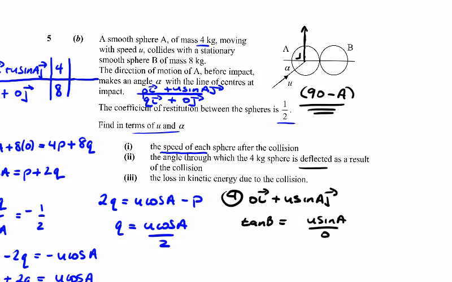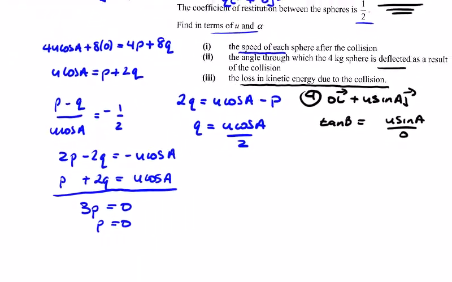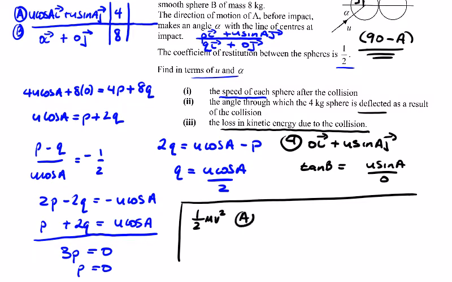And then the loss in kinetic energy due to the collision. We need to look at our kinetic energy before and afterwards. Before, it's half mv squared. For A, we have a half times 4 times u squared, so that's 2u squared. And B was at rest.